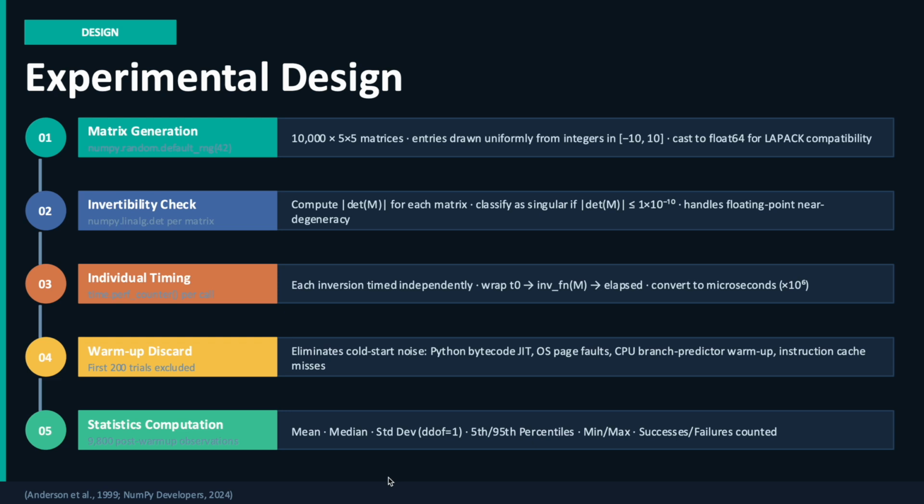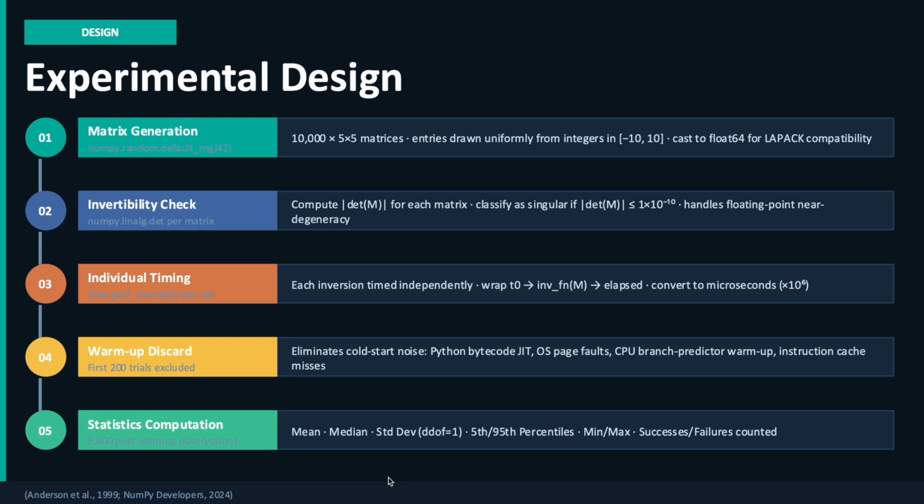After that, we did a warm-up discard. For the first 200 trials, we took them and discarded them. This is very important because the first few calls are systematically slower in Python due to bytecode compilation, CPU warm-ups, and operating system page faulting. This helps us stabilize all of these effects and gives us a better statistical approach.